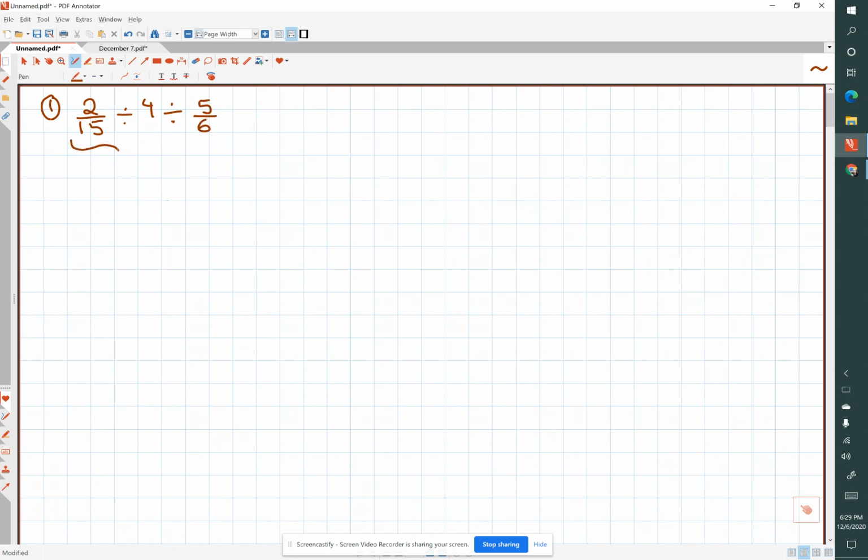And remember, we can only do 2 at a time. So we'll start with 2/15, and we're going to keep the first fraction. We're going to change the division to multiplication, and we will multiply by the reciprocal of 4. The reciprocal of 4 is 1/4. Remember, we put a 1 under the 4, then we have the reciprocal. So we have an opportunity to cross simplify. 2 divided by 2 is 1. 4 divided by 2 is 2. 1 times 1 is 1. 15 times 2 is 30.